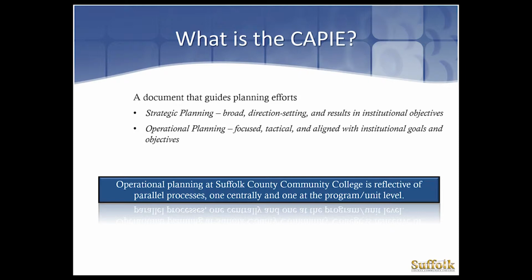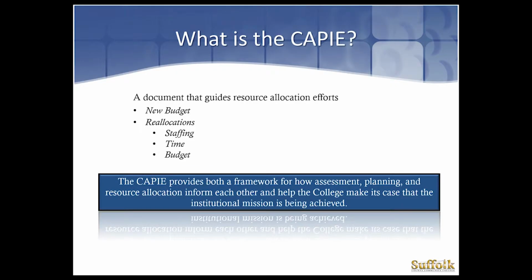Within the units and our academic programs, the annual assessments and the unit reviews that they engage in are designed to develop action plans. So although that's operational planning, we call those plans action plans so as to distinguish them from the college's larger operational plan. Resource allocation is also spoken about in the CAPIE, and it's very important that we as a college are able to document that we are allocating resources based on data and that we have evidence that we've done so.